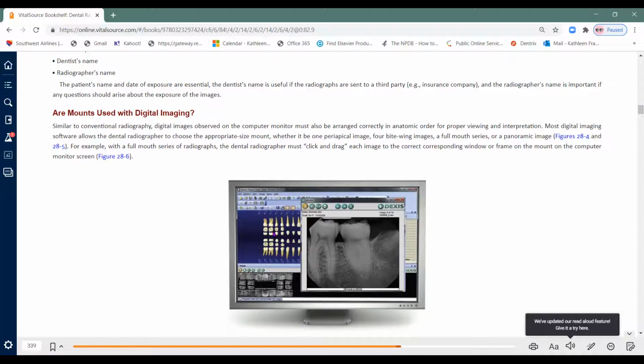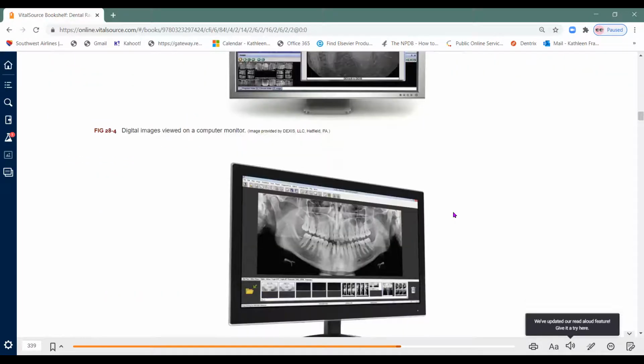In the computer software, there's a way to mount them on an FMX. You can take a single x-ray, or you can put a Panorex in there, so it's already set up. You can click and drag it to where it needs to go, but basically you need to number it. Did he show you how to number the x-rays, or did you just take x-rays?